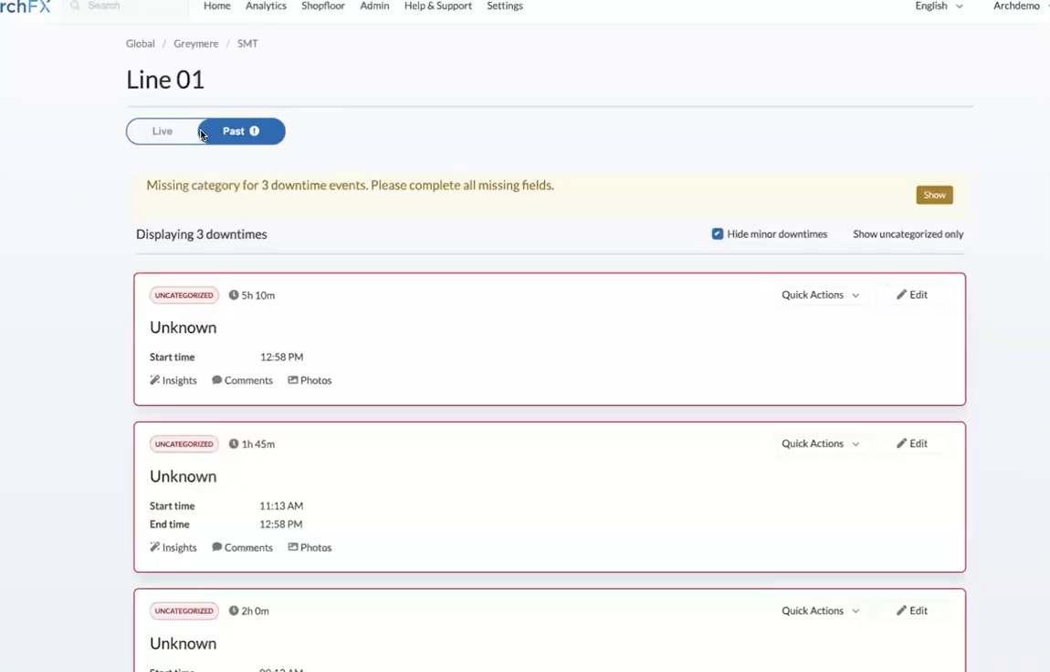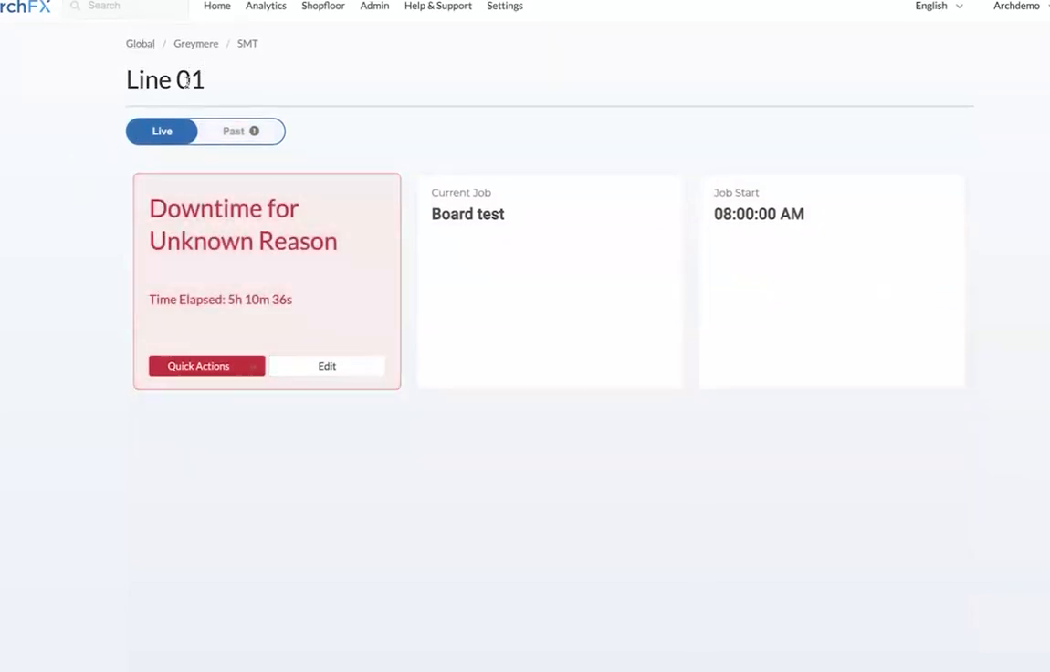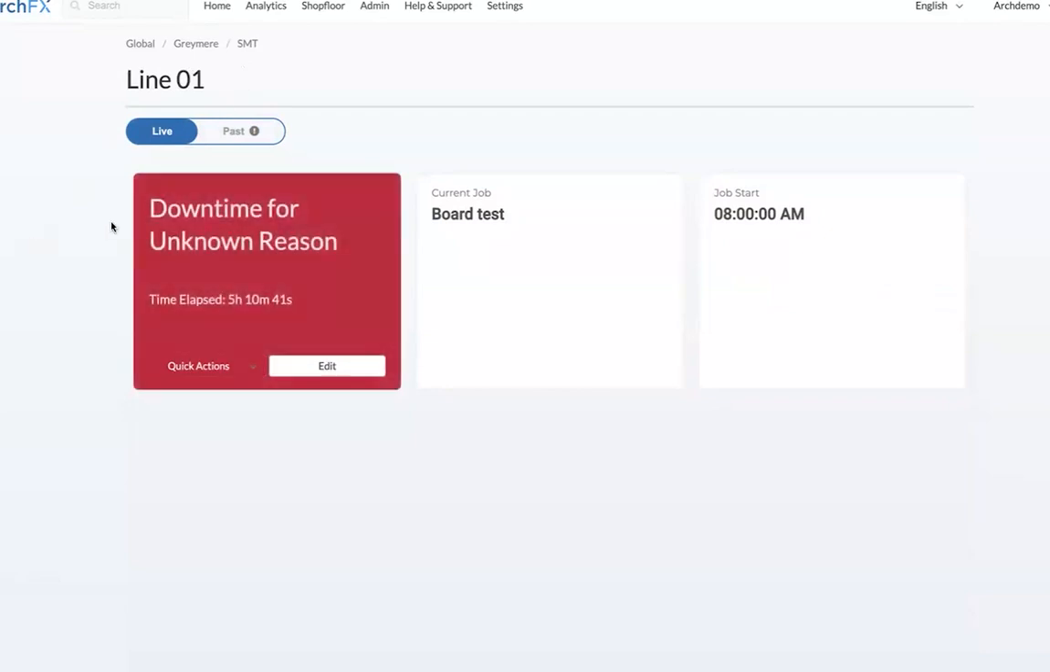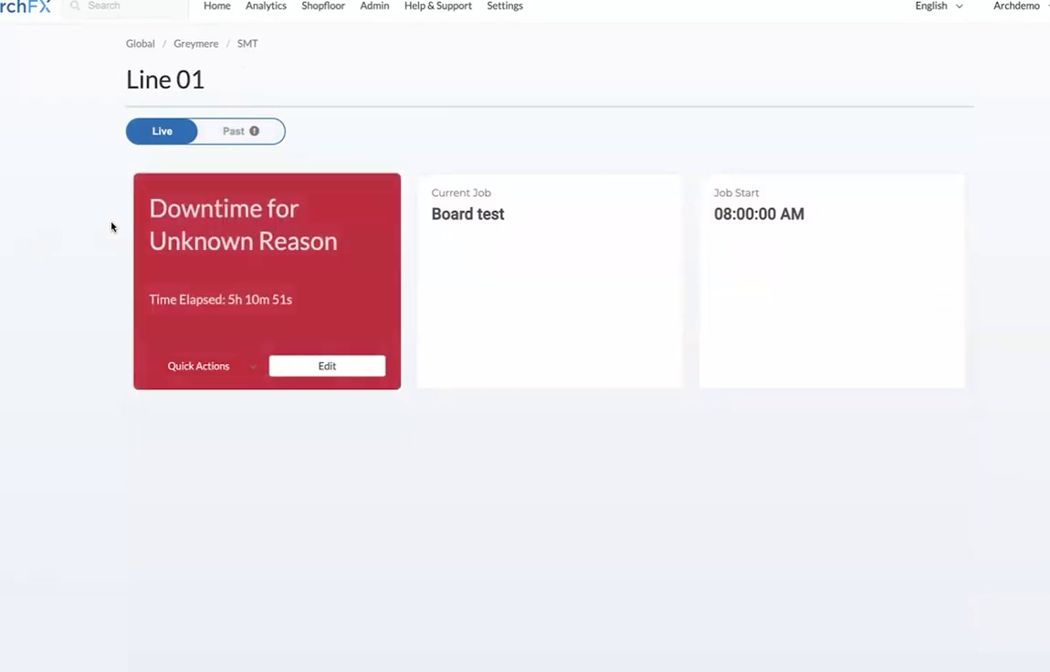Okay, so I'm just going to pull up our tool, React. React is what we use for downtime monitoring. So here I'm navigated to a line. This is an SMT line, right? And this is the interface that a line operator would see. You can see it's flashing red, so I know that there's a downtime happening. The system is telling me something is going on.